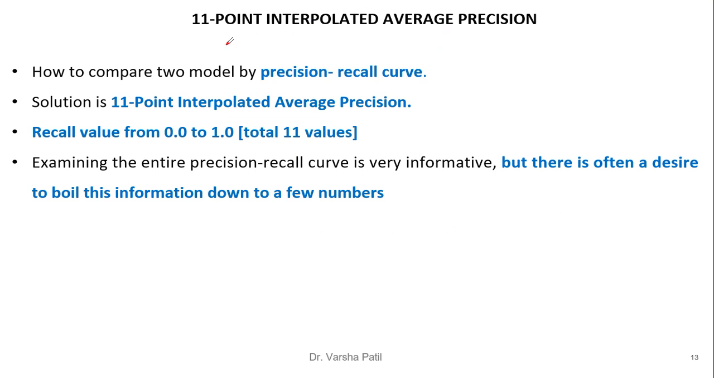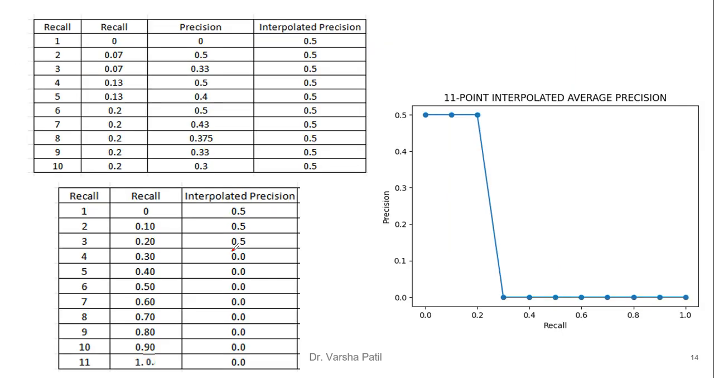11-point interpolated average precision. How to compare two models by precision-recall curve? The solution is 11-point interpolated average precision. Here we take recall values from 0 to 1 at intervals of 0.1, so a total of 11 values are there. When we want to compare two systems, we take recall levels from 0 to 1, 11 values in total, and for the two systems we compare the precision at each recall. So in this way 11 points becomes a standard way to compare two systems.